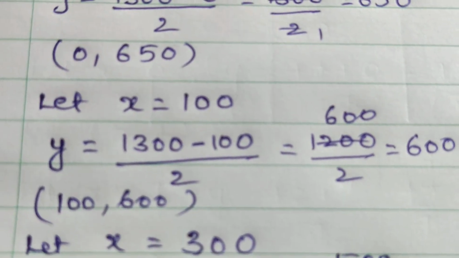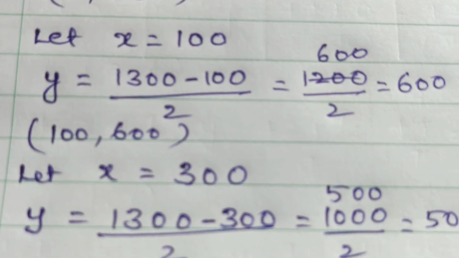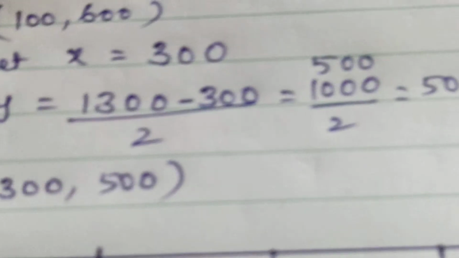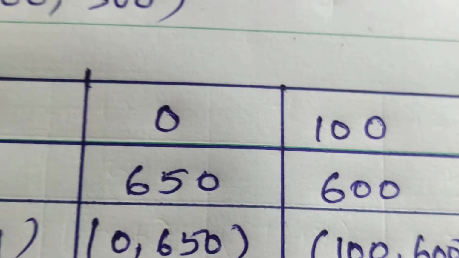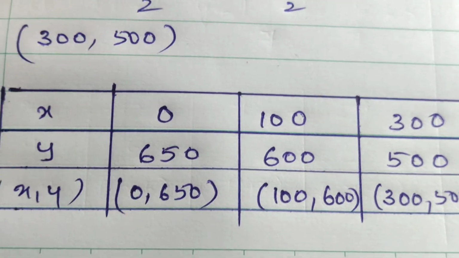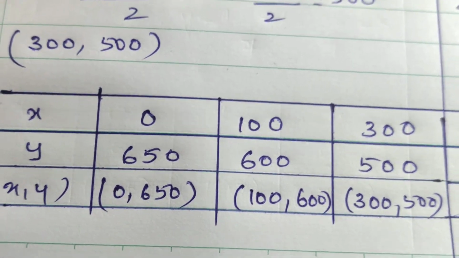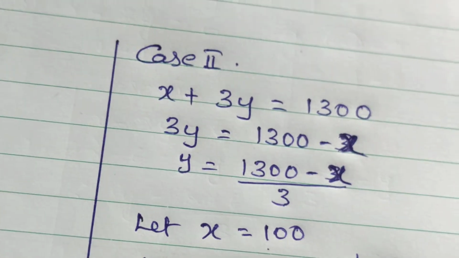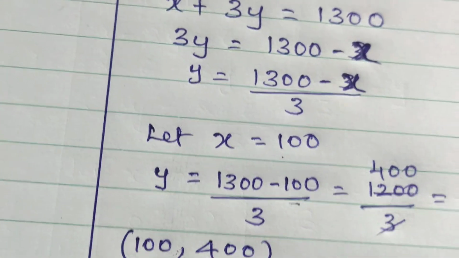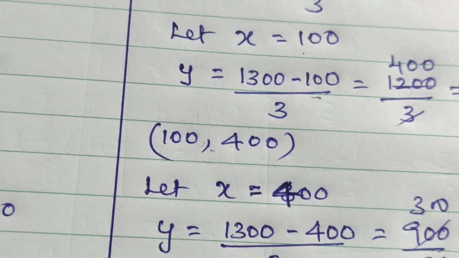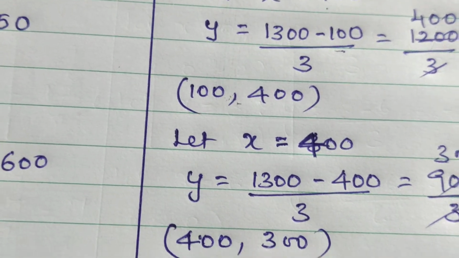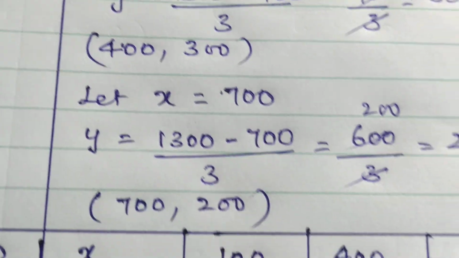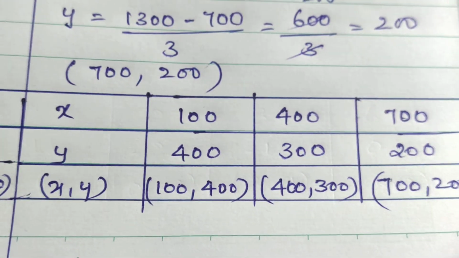Similarly, x equals 100 and substituted, and x equals 300 and substituted, you got 500. So like that you got 3 points. See here, the table also I have drawn here. The same thing you have to do for case 2, that means the second equation. See here. Is it clear? So x equals 400, 700, everything I did, and I even drew the table.